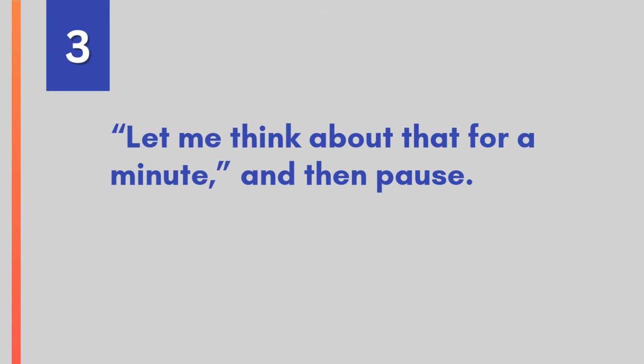Third, say, let me think about that for a minute, and then pause for several seconds. This is a verbalized version of the first tip where you just pause silently. Now, as soon as you say this and pause silently, they have already likely accepted the possibility that you're going to say no or maintain whatever boundary they want to cross. In that silence, they may even speak up and voluntarily withdraw their request. If they do withdraw their request, just say, I think you're right, I'm really not interested.